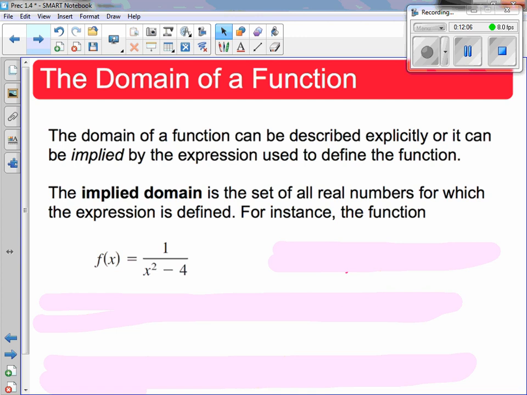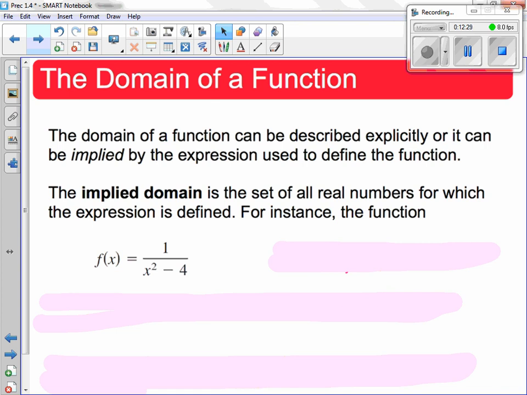Here, there are two cases that don't work. And one of them is if the denominator is 0. I'm just going to put an asterisk up top. The denominator is 0. It doesn't matter what's on top, but if the bottom becomes 0, it doesn't work. So any value that would make the denominator 0 is not going to be part of the domain.